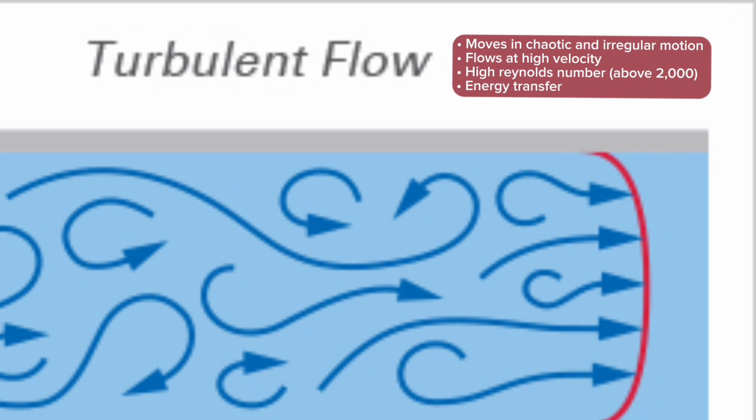Turbulent flow involves the transfer of energy across different length scales. Energy from the large-scale motion of the flow is continuously transferred to smaller scales through a process known as energy cascade. This energy transfer contributes to the chaotic and random nature of turbulent flow.